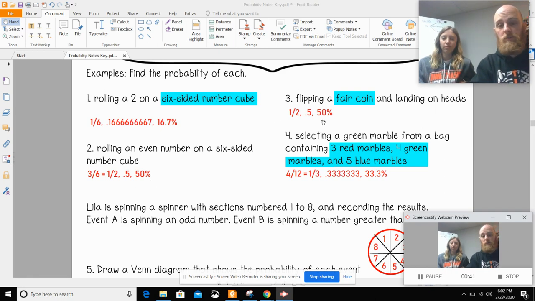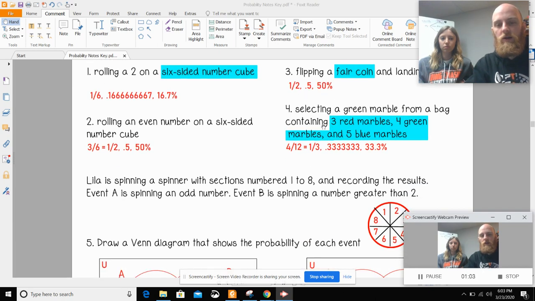And then if you look over at example 3, now we're talking about flipping a fair coin. Now, a fair coin, really all they're saying there is that you're flipping a head and tails coin. It's not 2 heads or 2 tails. So we're talking about that landing on heads. That's 1 out of 2 possible choices, right? 1 head out of heads or tails. That gives you 0.5 or 50%.